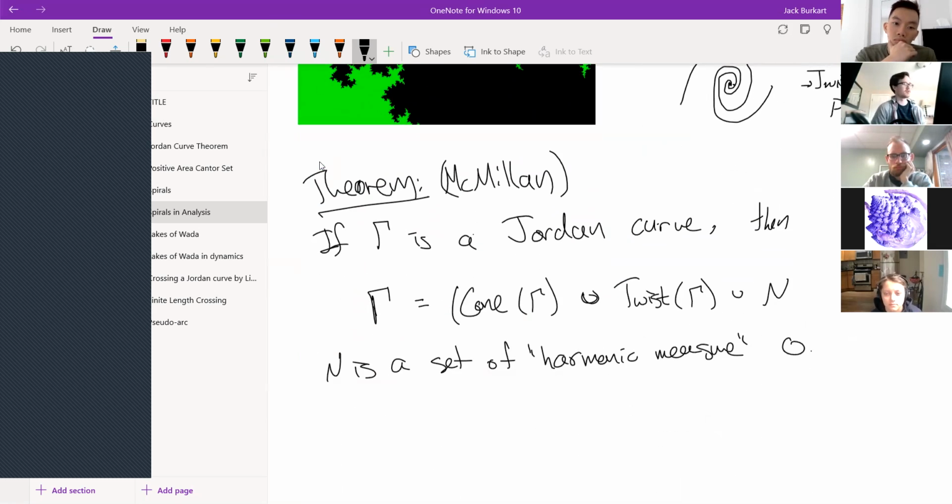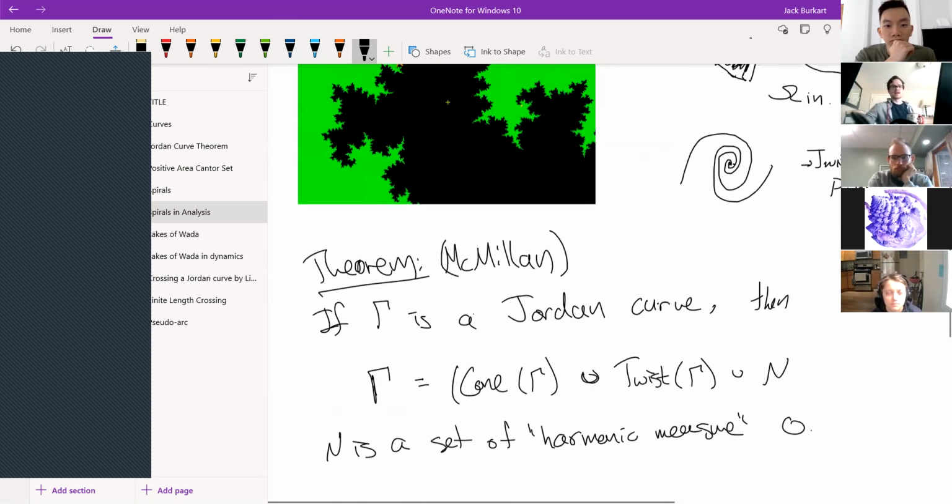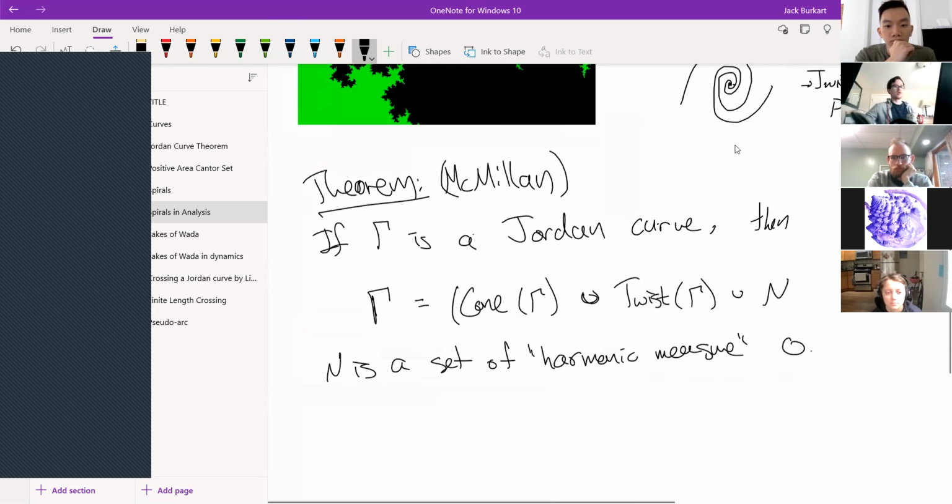So my first year at Stony Brook, I learned about this theorem because I took Chris Bishop's class and it was way too difficult for me. But this is always one result that I remember. So if gamma is a Jordan curve, then gamma is equal to the set of all cone points, the set where I have this interior nice cone, union the twist points, points with infinite spirals, union a negligible set of harmonic measure 0.